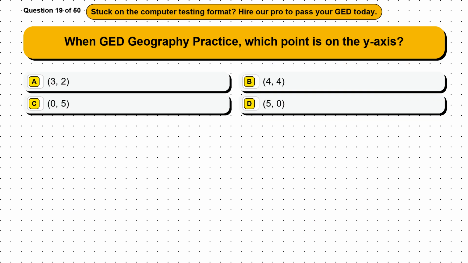Question 19. When GED Geography Practice, which point is on the y-axis? Option A, (3, 2). Option B, (4, 4). Option C, (0, 5). Option D, (5, 0).